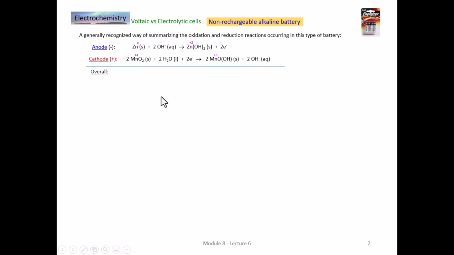And so the overall reaction, crossing out the 2 electrons on either side of the arrows, crossing out the hydroxides on either side of the arrows, we get the fact that zinc metal plus manganese dioxide with the involvement of some water produces zinc hydroxide and this manganese oxide hydroxide compound.